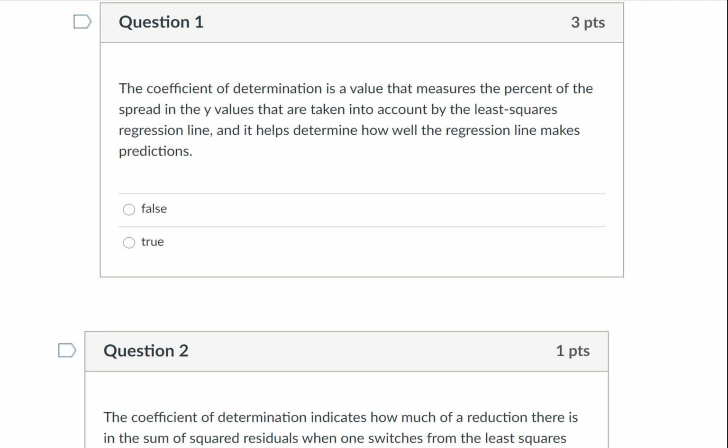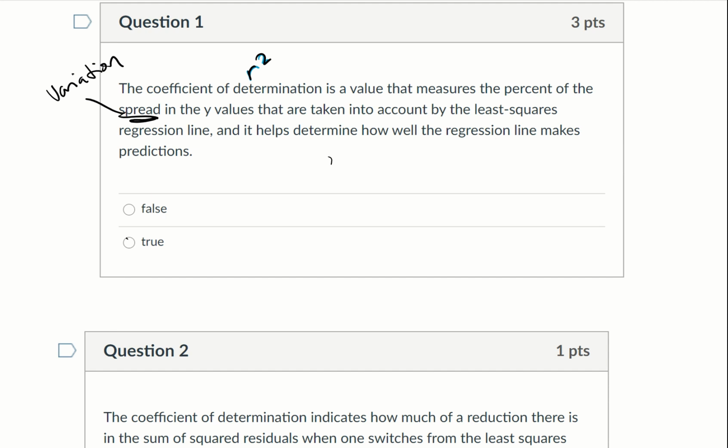So the coefficient of determination, that's r squared, is a value that measures the percent of the spread in the y values. Spread is the same thing as variability or variation. This is kind of like a definition question. It measures the percent of the spread or the variation in the y values that are taken into account by the least squares regression line, and it helps determine how well the regression line makes predictions.